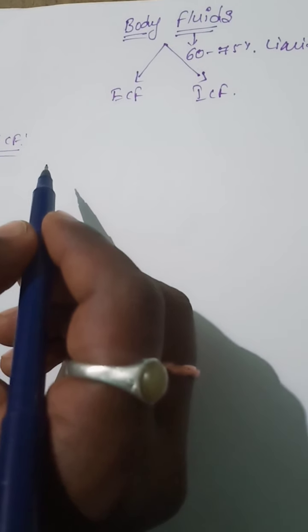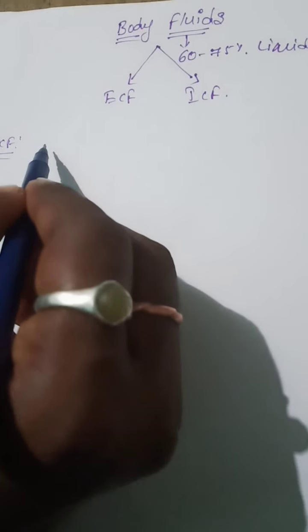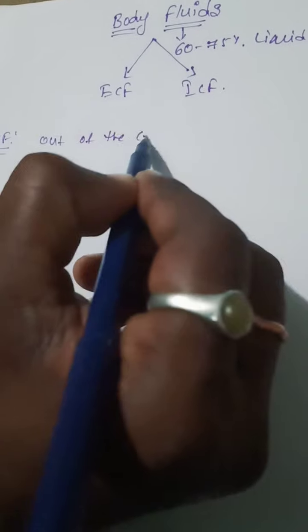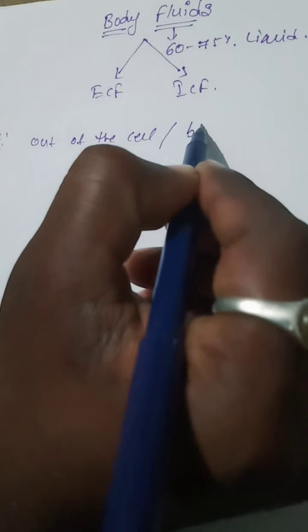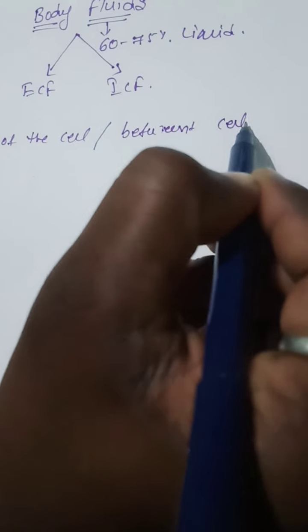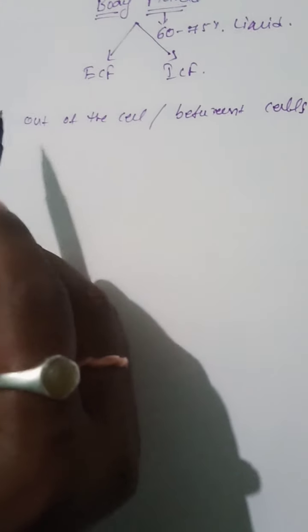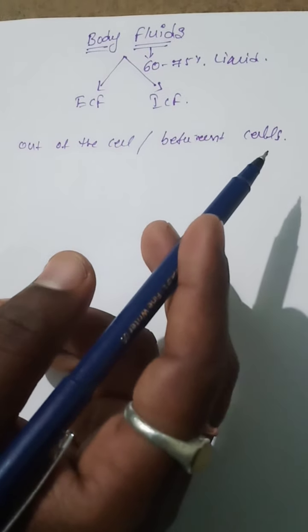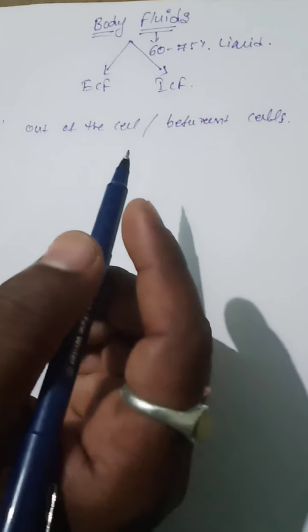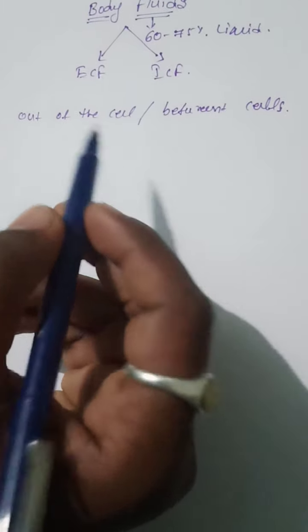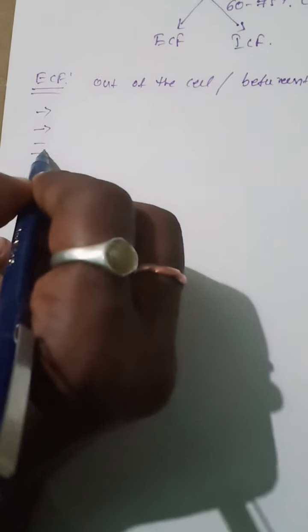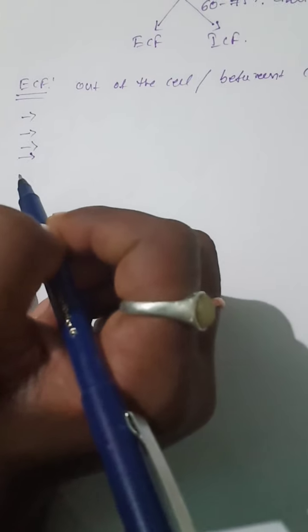The extracellular fluid means the fluid that is present outside of the cell, or between the cells. So the fluid present outside of the cell or between the cells is known as extracellular fluid. The extracellular fluid is divided into four types.